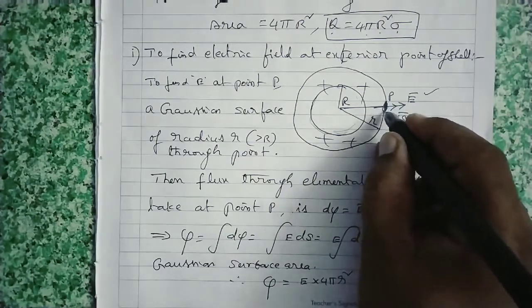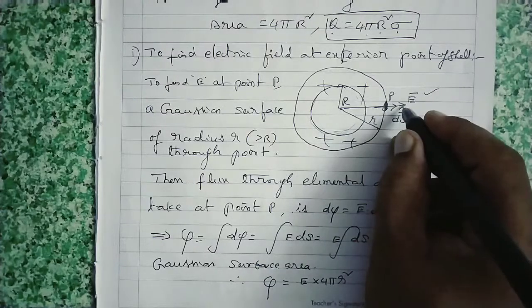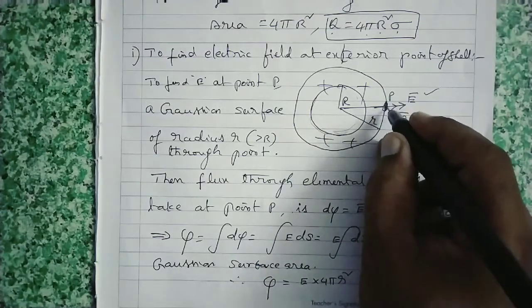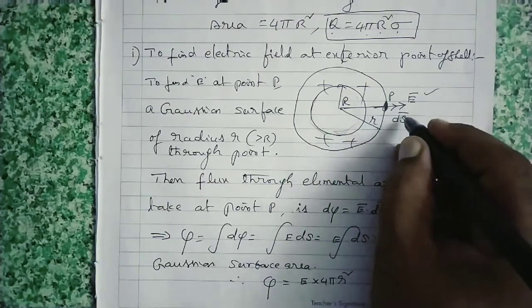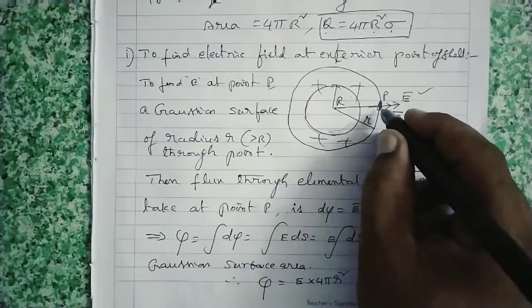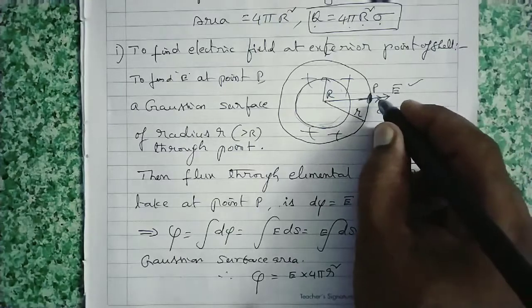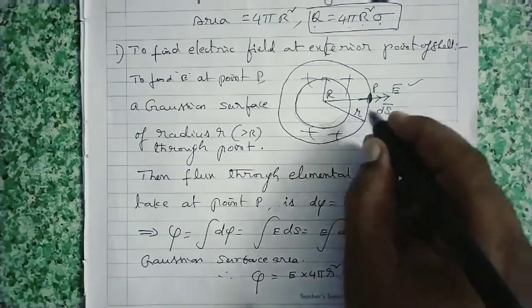And the elemental area dS I am showing here. The direction of that elemental area is perpendicular, which means radially outward only, inside to outside. The direction of area is always defined as inside to outside. In that way, which area? Not the complete area, but the elemental area dS which we have chosen here. That elemental area and the electric field are both in the same direction.